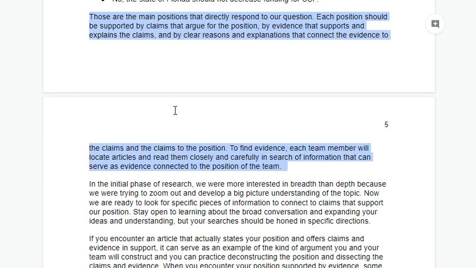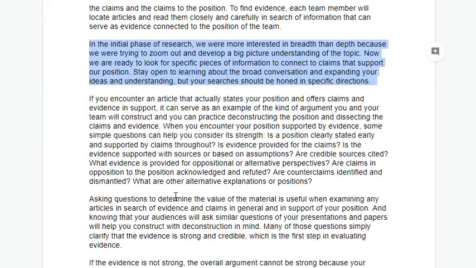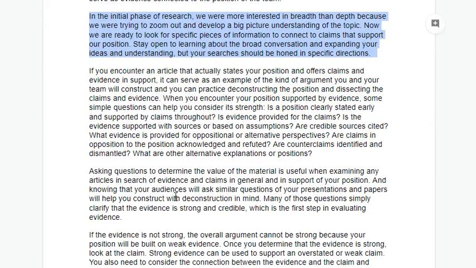Each position should be supported by claims that argue for the position, by evidence that supports and explains the claims, and by clear reasons and explanations that connect the evidence to the claims and the claims to the position. To find evidence, each team member will locate articles and read them closely and carefully in search of information that can serve as evidence connected to the position of the team. In the initial phase of research, we were more interested in breadth than depth because we were trying to zoom out and develop a big picture understanding of the topic. Now we are ready to look for specific pieces of information to connect to claims that support our position.